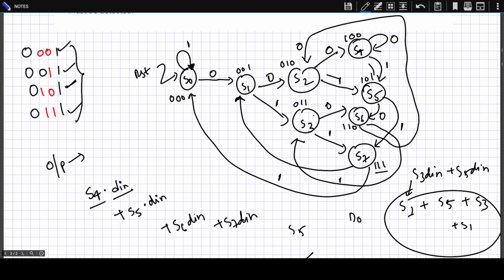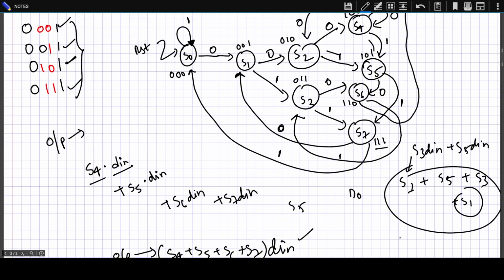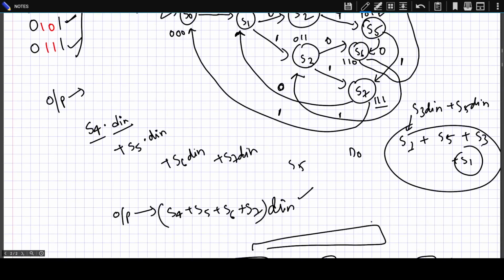For state S3, there are 2 arrows: S6 times D in and S1 times D in. For the state S1, there are 2 arrows, which are S7 times D in bar and S0 times D in bar. So those are the design equations, and you can subsequently write the design equations for D1 and D2. Okay, thank you.